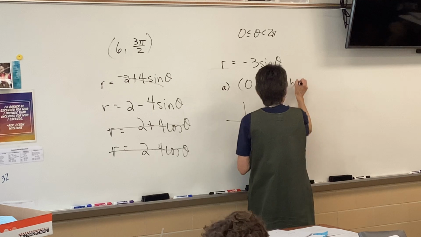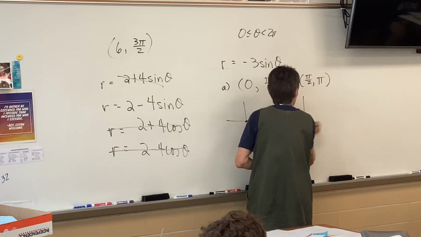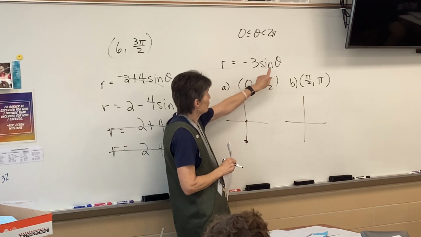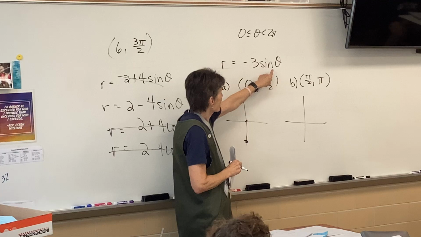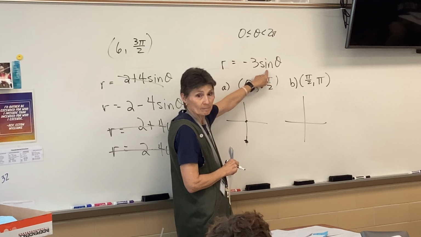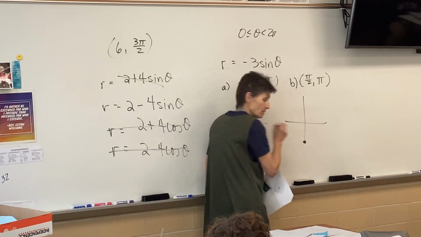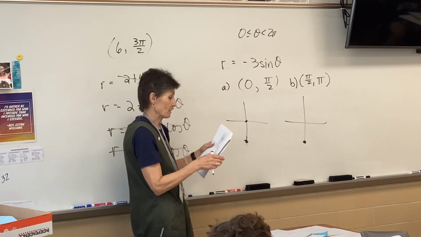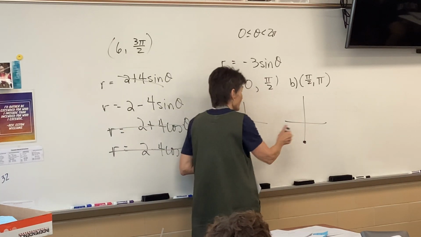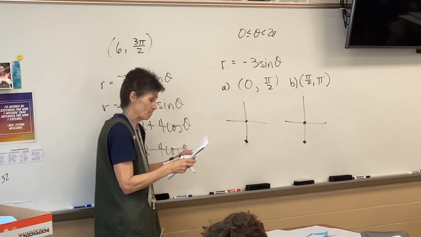All right, let's look at B. B is pi over 2 to pi. All right, if we put pi over 2 in here, we get -3, which would get plotted down here. That looks okay. Now, what if we put in pi? We get 0? That one could be a possibility too.